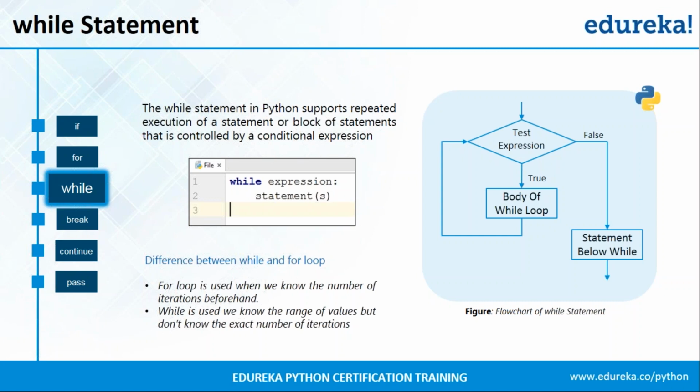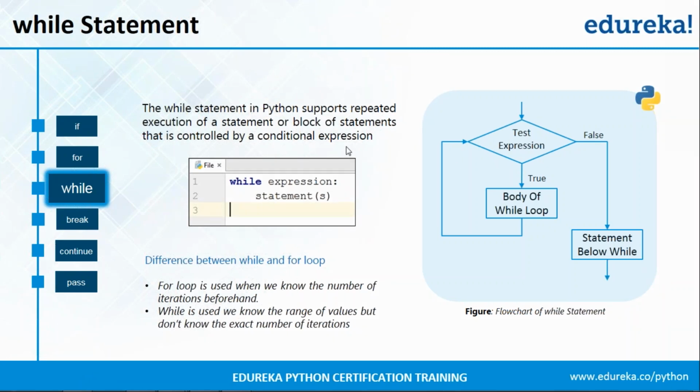So in that case you use a while statement instead of a for statement. This is the difference between a while and a for loop. If you just read it out, you can see that a for loop is used when we know the number of iterations beforehand, and a while loop is used when we know the range of values but we do not know the exact number of iterations. So this is when you should use for, and this is when you should use while.